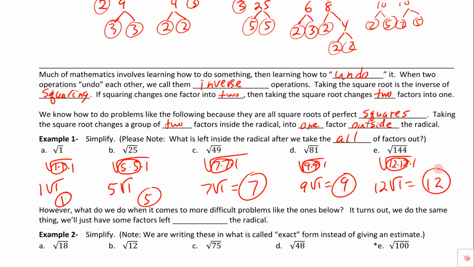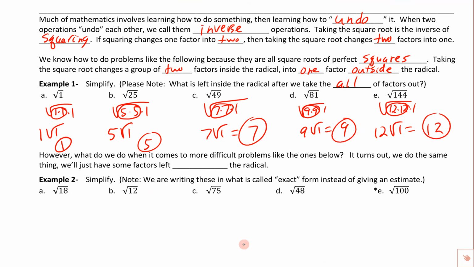Okay, so everything up above works out really well. The problems below are a little bit more difficult. These are not perfect squares. Okay, that one is, but we'll deal with that one in just a second. So it turns out we're going to do exactly the same thing. We'll just have some factors left inside the radical. Now remember, up here we had a 1 left in there, but the square root of 1 is 1, so that didn't matter. So we're going to write these in what we call exact form instead of giving an estimate.